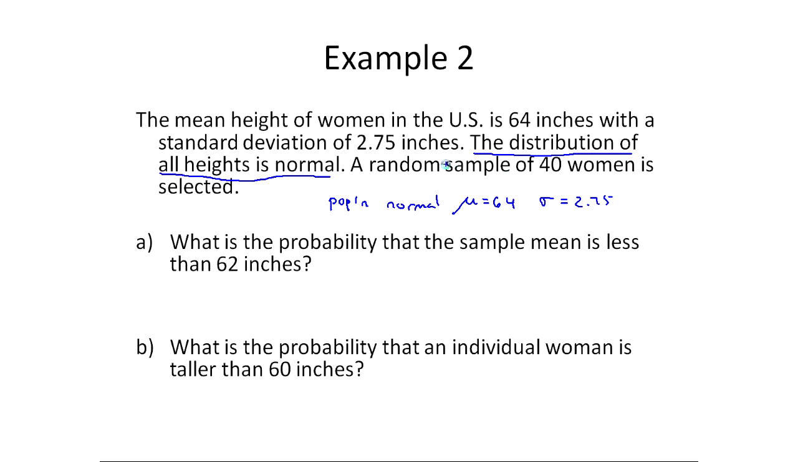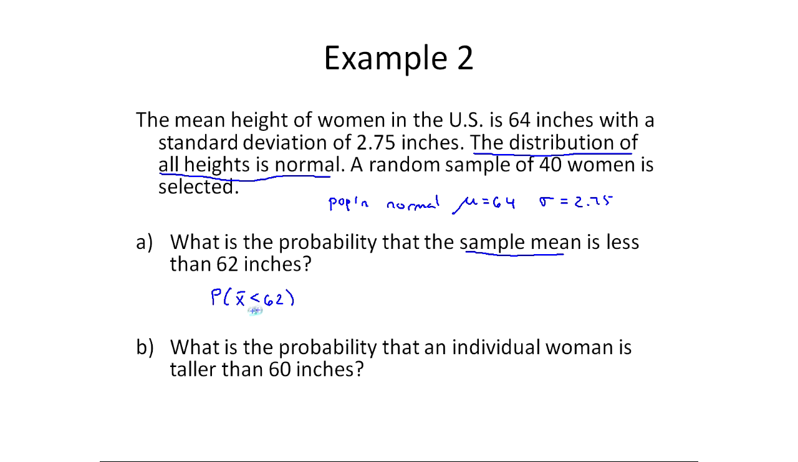Okay, we take a random sample of 40 women from this population. The first question asks us, what's the probability of the sample mean? So of those 40 women, if we take an average of their heights, what's the probability that's less than 62? So that's asking about an X bar. The reason I know it's asking about an X bar is because of this phrase right here, that is X bar. Since we're asking about X bar, I have to know if the central limit theorem applies or not.